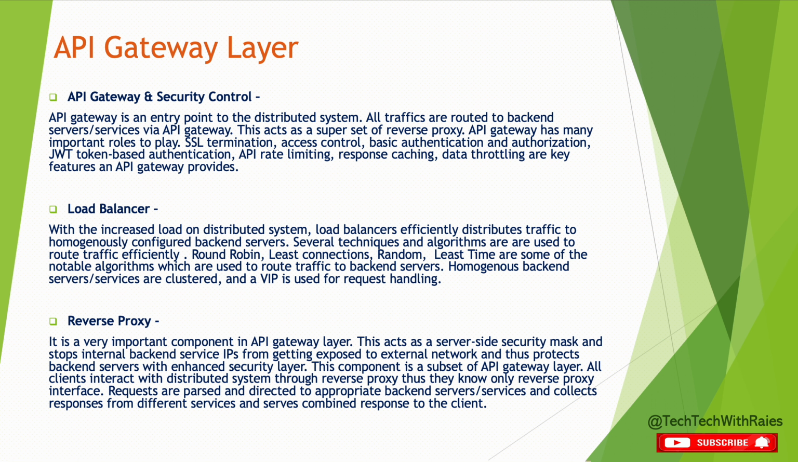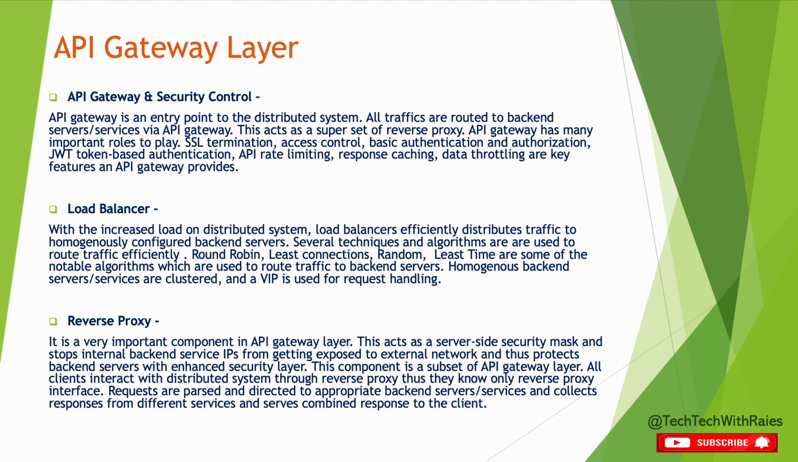API gateway layer can act as a load balancer. With the increased load on the distributed system, load balancers efficiently distribute traffic to homogeneously configured backend servers. Several techniques and algorithms are used to route traffic efficiently. Round robin, least connections, random, least time are some of the notable algorithms used to route traffic to backend servers. Homogeneous backend servers or services are clustered, and a VIP is used for request handling.